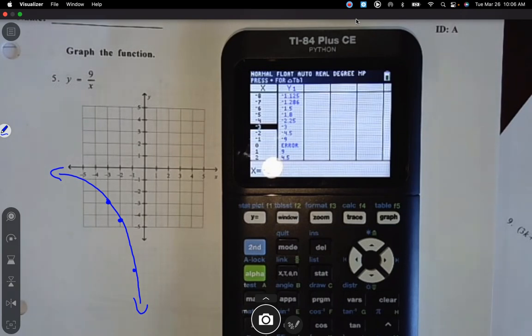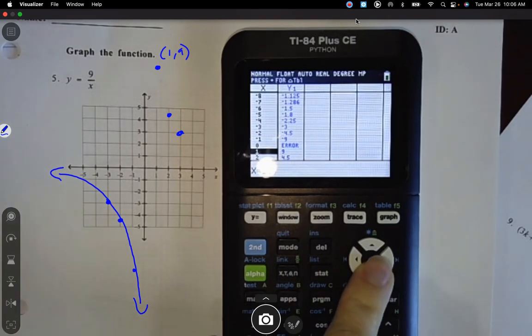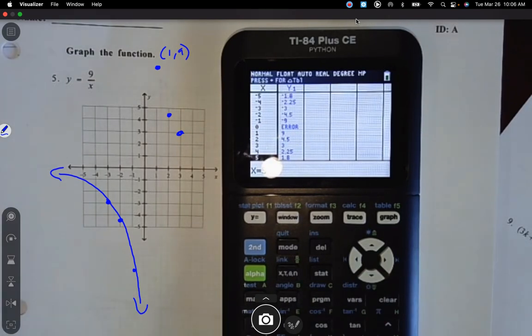Then my other one, over 1, up 9. I'll just put that right there. Over 2, up 4.5. I'm guessing this one's going to be 3, 3, because it's usually symmetric, but I'll scroll down and make sure. And then I'll just go one more. 4 and 2.25.